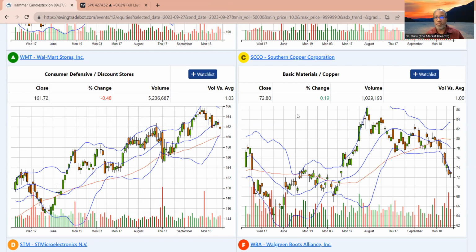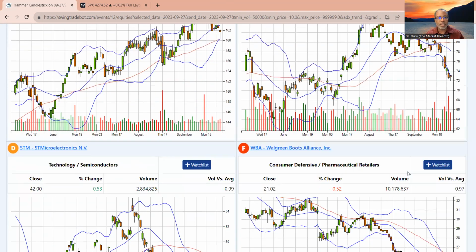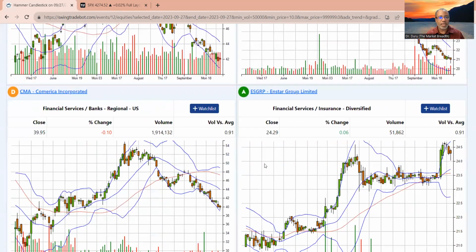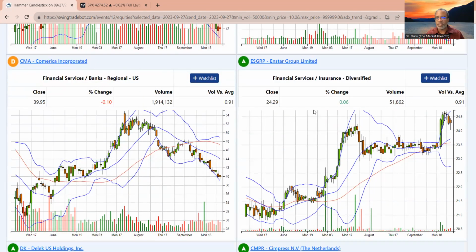This is a copper company, SCCO. Again, no natural support around here, so I don't want to really mess around with that. There's stronger candidates. STM, semiconductors. I don't see a great line of support. I'll skip that one. Oh, yeah, Walgreens. Oh, this is just an awful stock. I got caught in this trying to play it for the dividend. I definitely wouldn't trade this on a short-term basis. Comerica, financials, not interested.